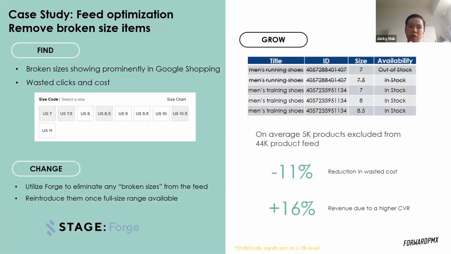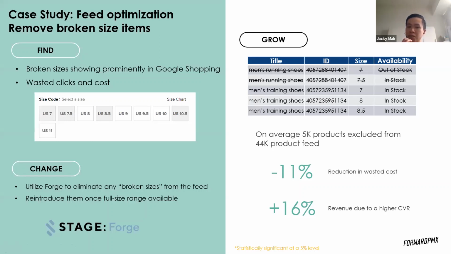Here is one case study about feed optimization, removing some of the broken size items. As you may be aware, if you are selling a product that comes in different sizes, a lot of the time your most common sizes may be sold out very early, and then it would be left with only some uncommon sizes like US 7 or US 11.